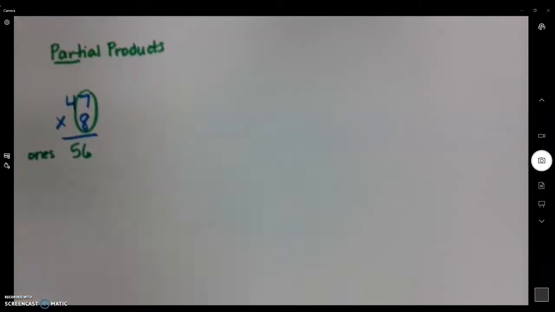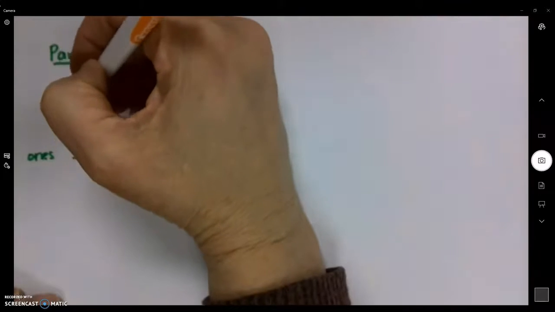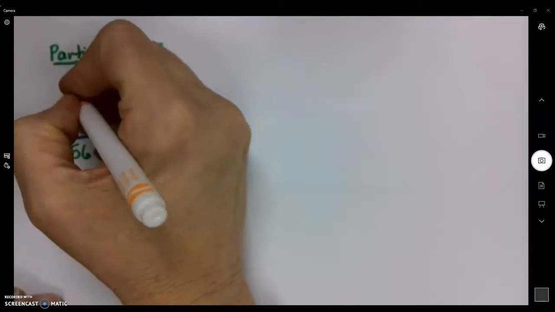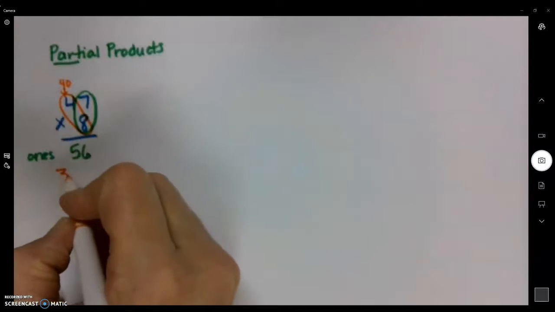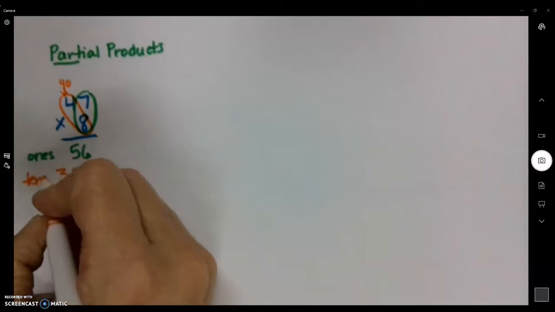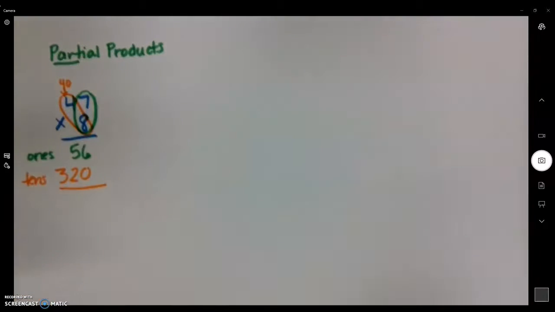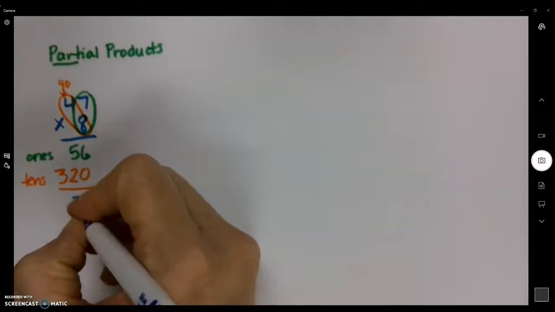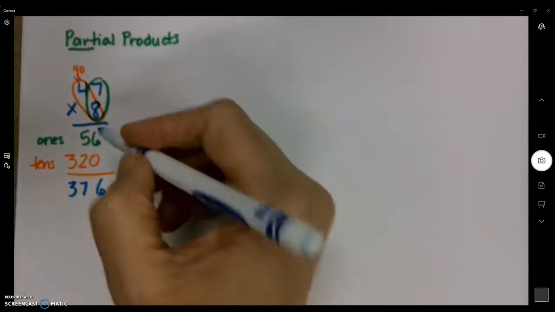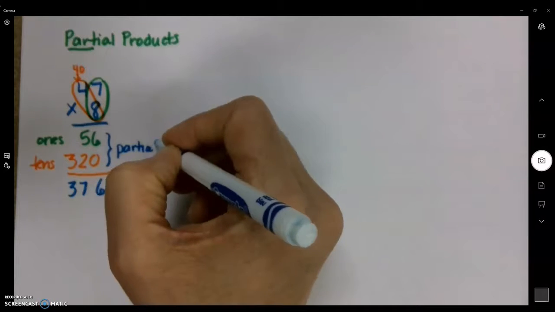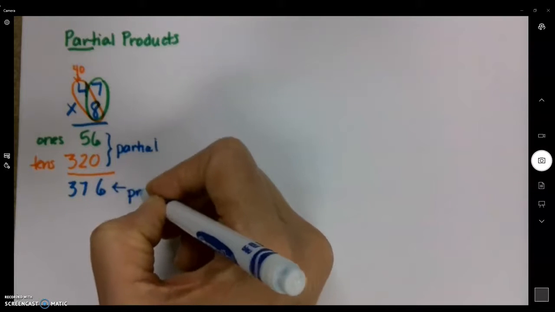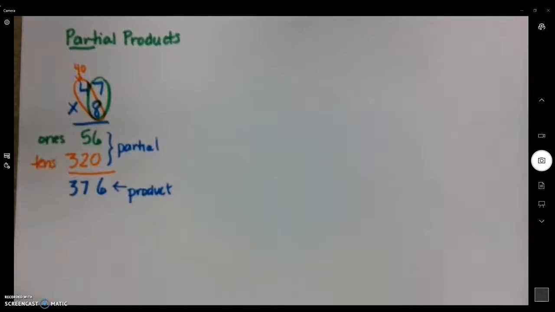And then we moved over to the tens. And we said there's 40 times 8. 40 times 8, or 4 times 8, is 32. And since that was tens, remember 40 times 8 is 320. And then we added them together to get the final product. So these were our partial products. This is our product. And we started out with 2 digits multiplied by 1 digit.